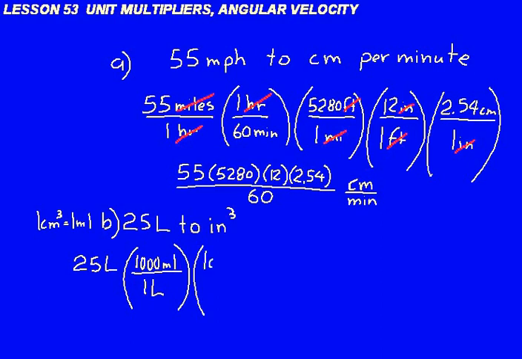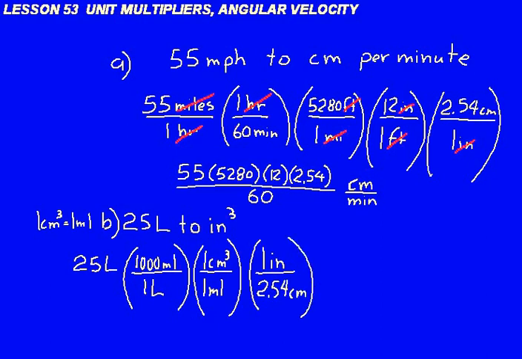It's 1 cubic centimeter in 1 milliliter. And then finally, to convert to inches, we'll have 1 inch over 2.54 centimeters. Now, let's go ahead and cancel.